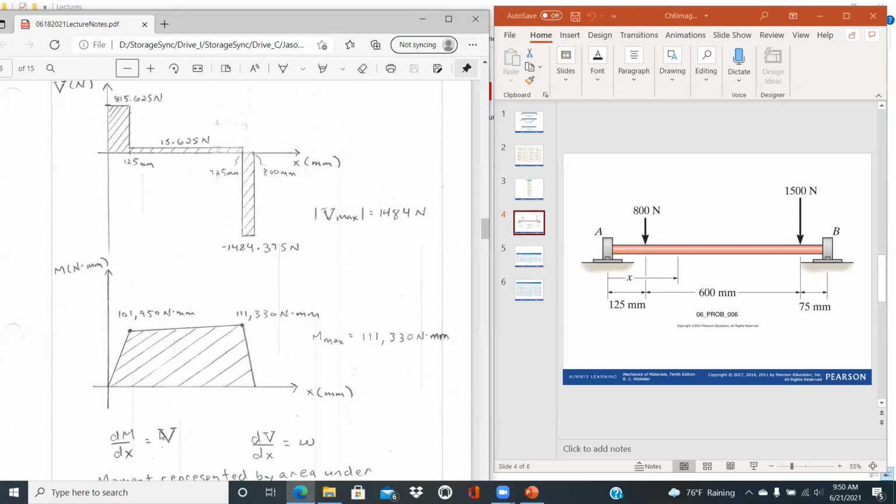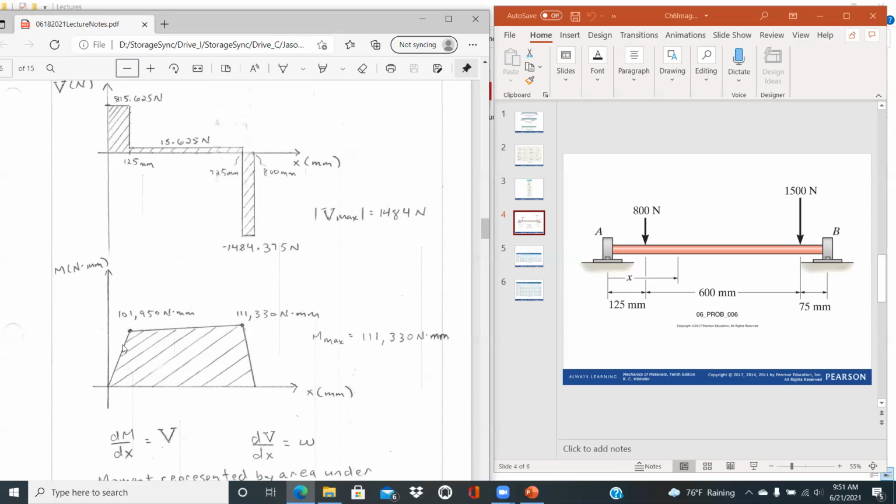And so the basic relationship then is that your shear force is the derivative of your moment with respect to x. And so if you separate your variables, put dx on the other side and integrate, it shows you that your moment is going to be equal to the integral of the shear, so the area under the curve. And so that's our first relationship.